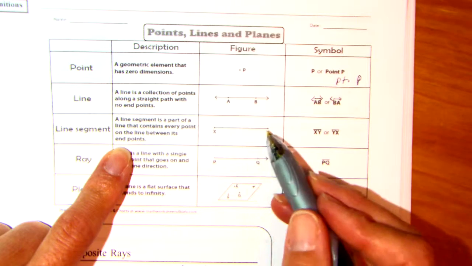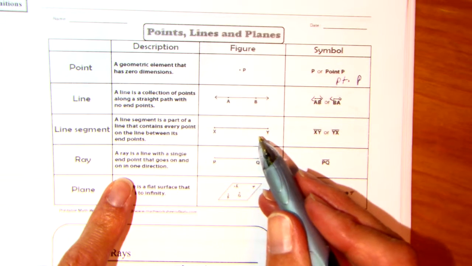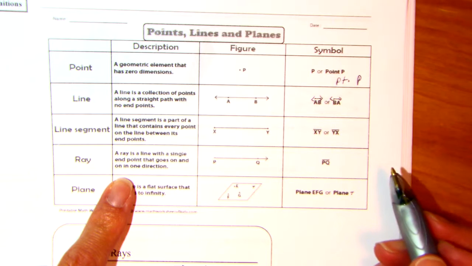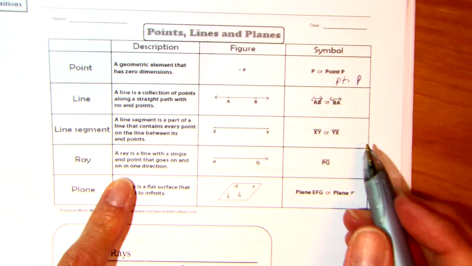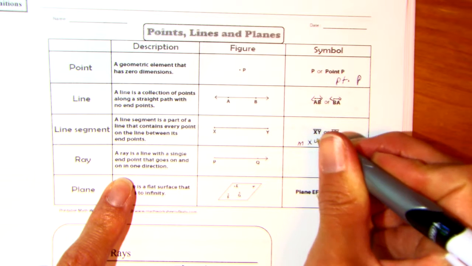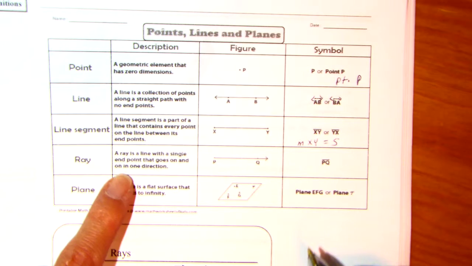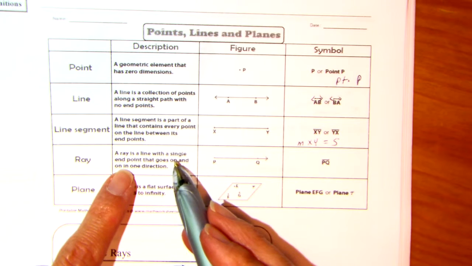But it does have an end, X and Y. As soon as you apply a measurement to this, you'll remove that line. So if I say XY has a length of 5, you'll write the measure of XY is equal to 5. You'll remove that line.